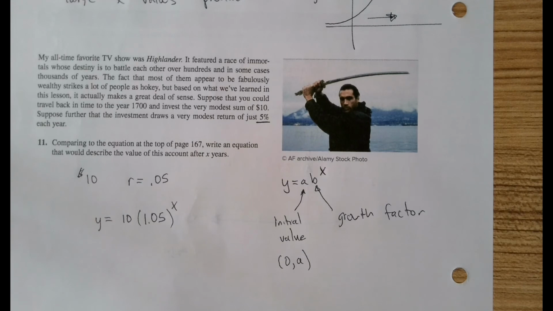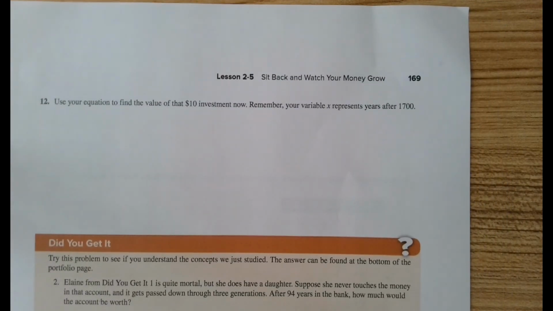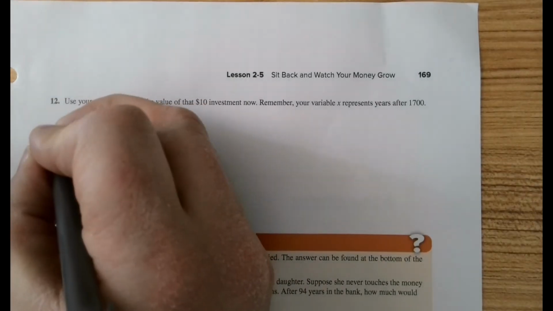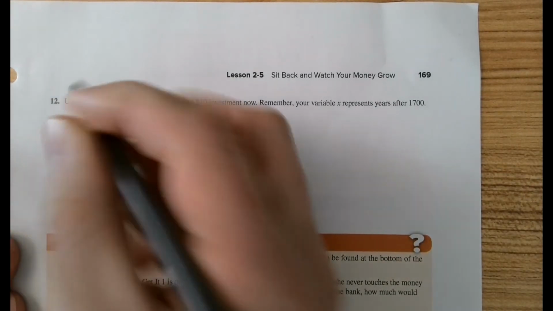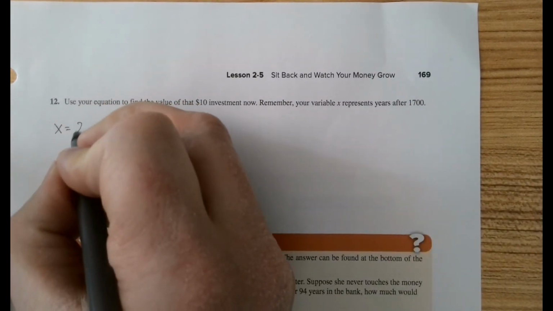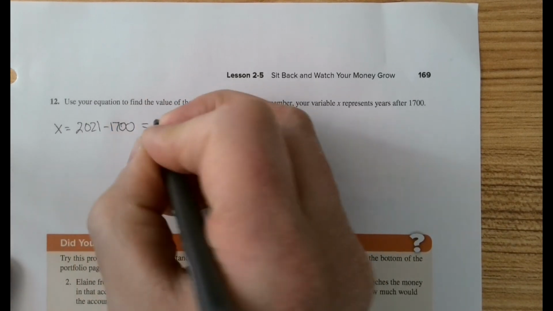So let's continue with this problem. What is this investment worth then if we calculate the value now? So this becomes a really important problem that you're going to use in your project. We want to figure out what's the X value for the time passage here. So if we're using 2021 minus 1700, we would get 321.